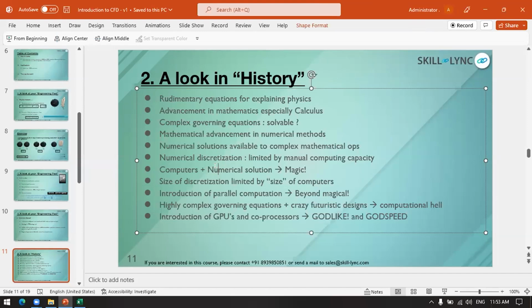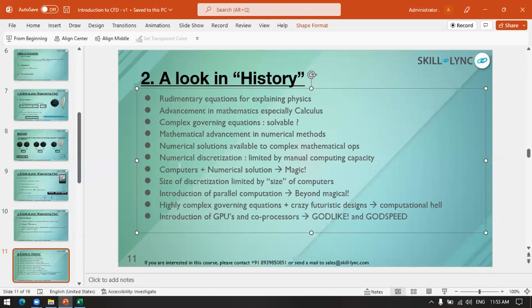So after that, when computers were introduced, people started writing codes for these numerical methods that were solvable on the computers itself. This is the era when computer simulation was introduced, and this was nothing short of magic, right? Because the computers were solving everything that you wanted them to.